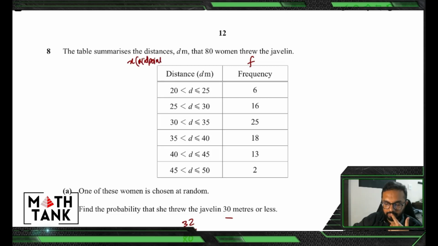So you can quickly use your calculator, or you just do them manually. How do you calculate the midpoint? You add the upper boundary and the lower boundary and you divide by 2. So this will give me 22.5. This will give me 27.5. This will give me 32.5. This will give me 37.5. This will give me 42.5. And this will give me 47.5.